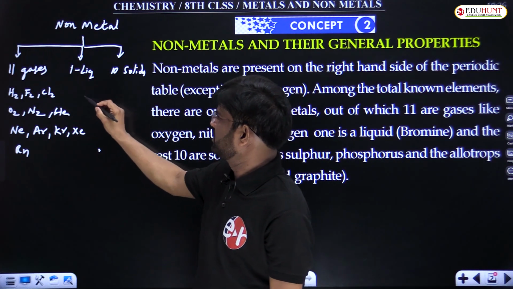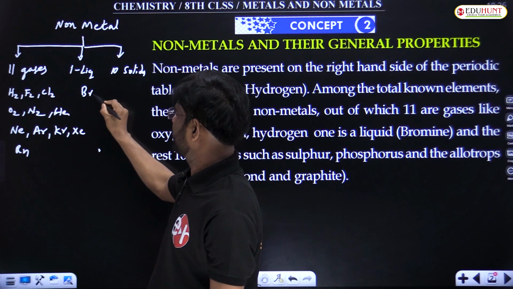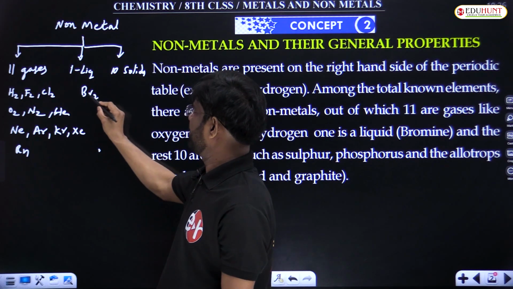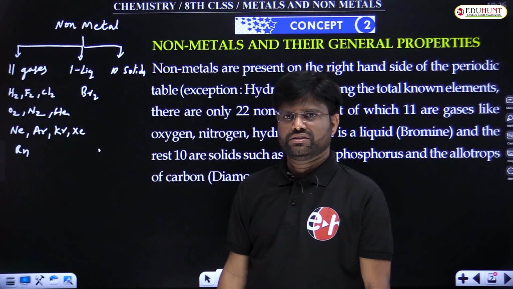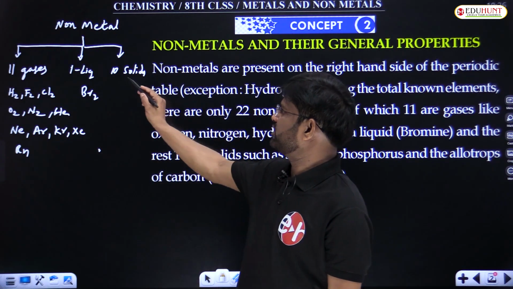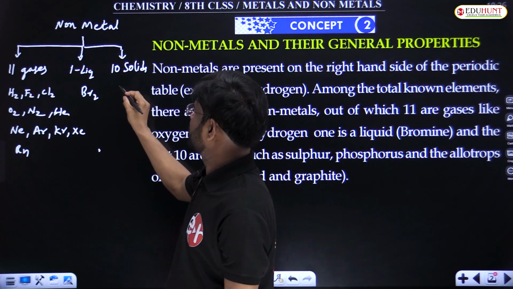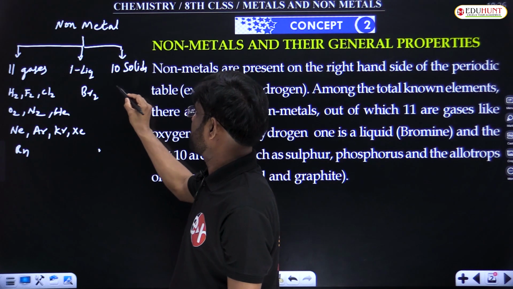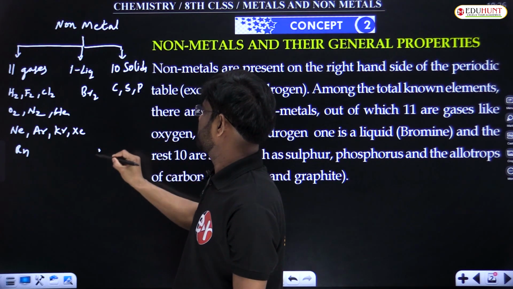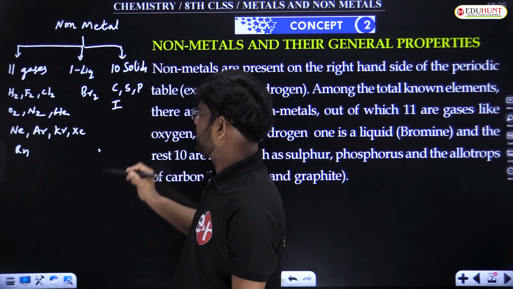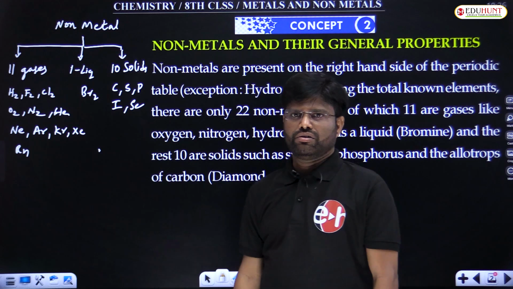And the one liquid is bromine. It is a reddish-brown colored liquid, a non-metal. Next, the 10 solids: carbon, sulfur, phosphorus, iodine, selenium. These are the 5 non-metals.